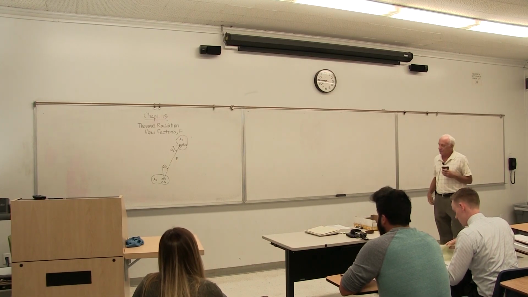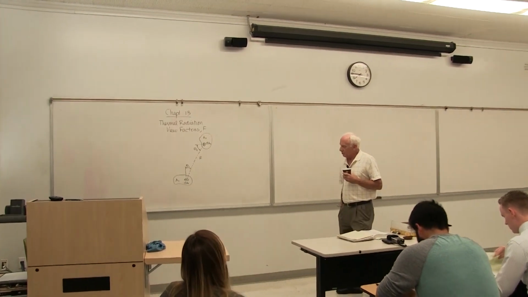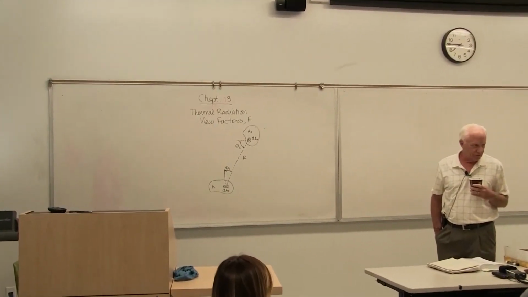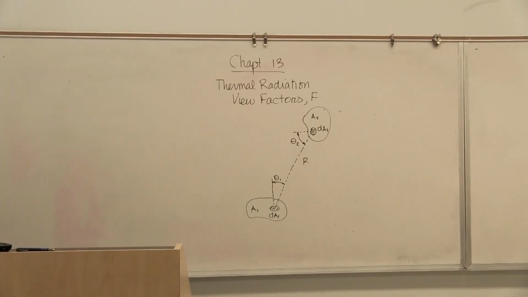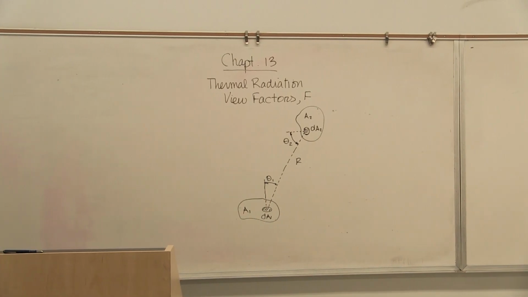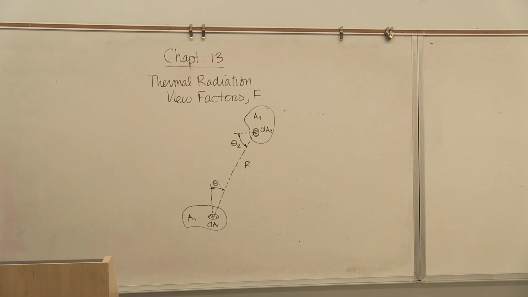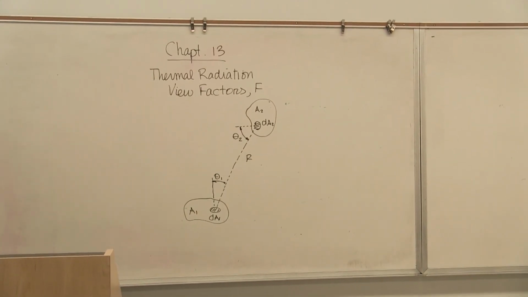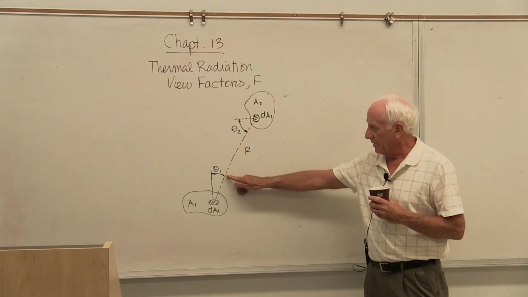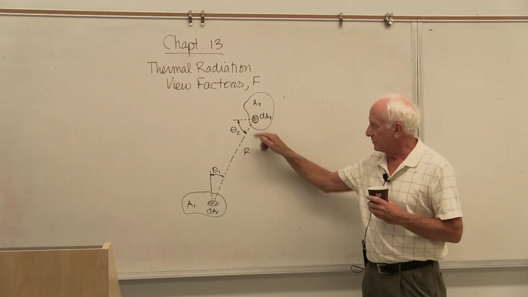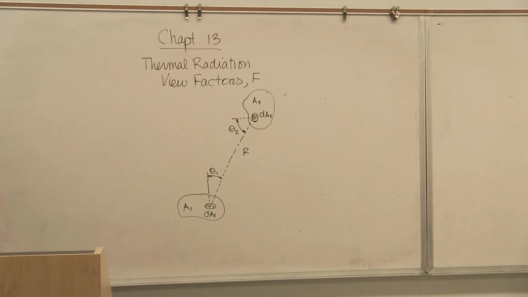We start out with two surfaces, A1 and A2. We show a small differential area on those two surfaces. The centers are connected by a distance r. R is the distance. And the angles of dA1 and dA2 with respect to their normals going to the distance r: theta 1, this angle, theta 2, this angle, from the normal to the line labeled r.